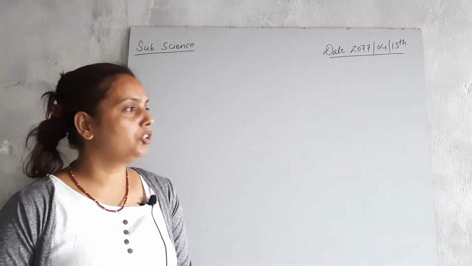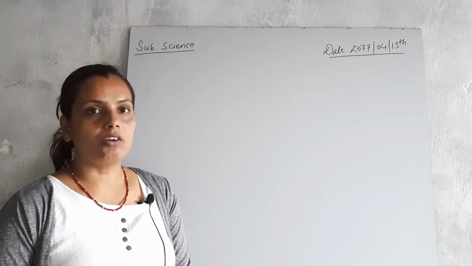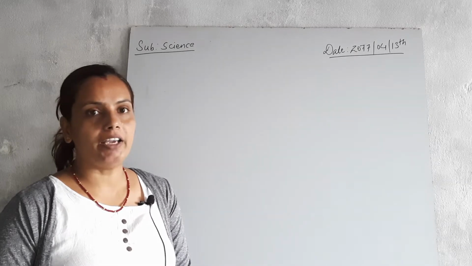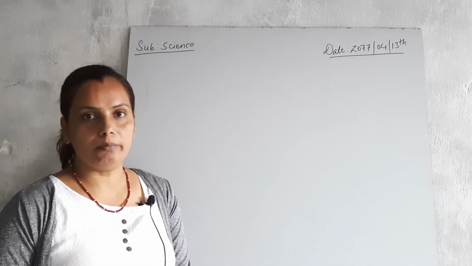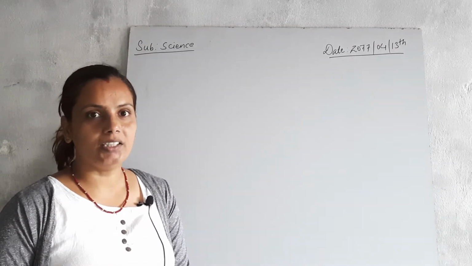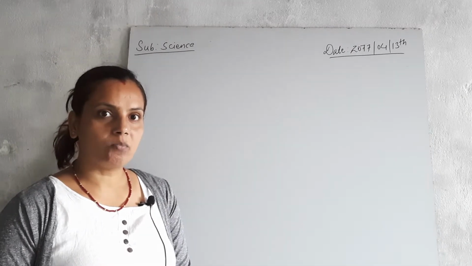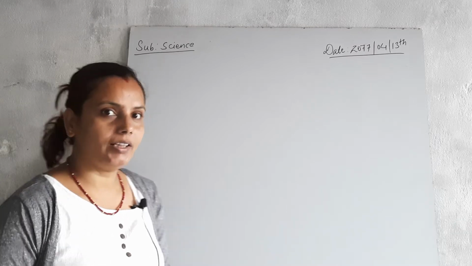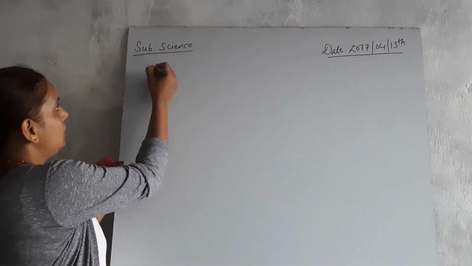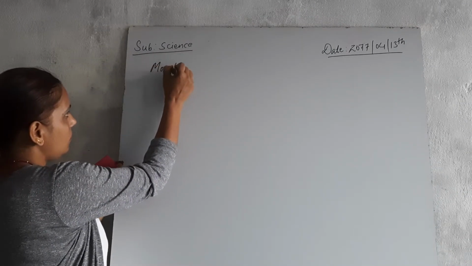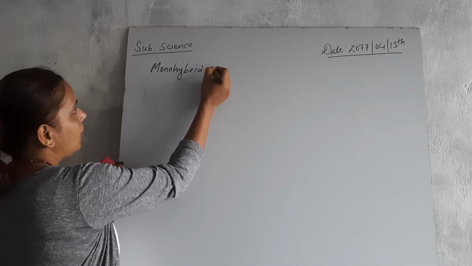And today I am going to show you the monohybrid cross, that is the cross performed involving any one of the 7 pairs of contrasting characters that Mendel studied on the pea plant. So it is like this, you may see here on the board. So let's see the monohybrid cross.